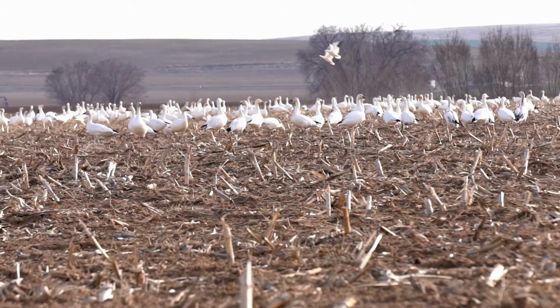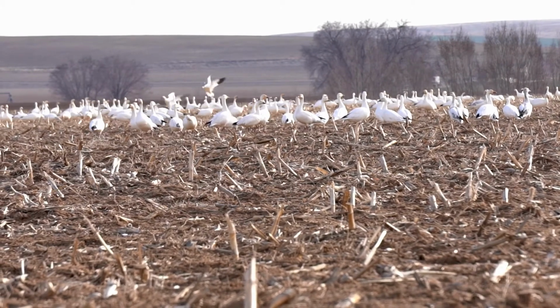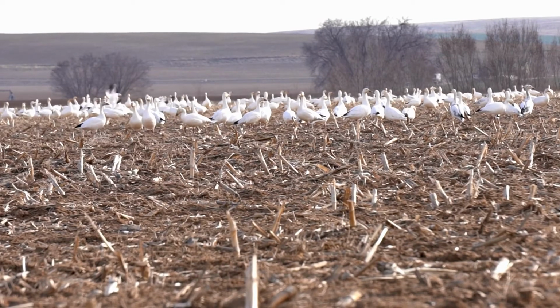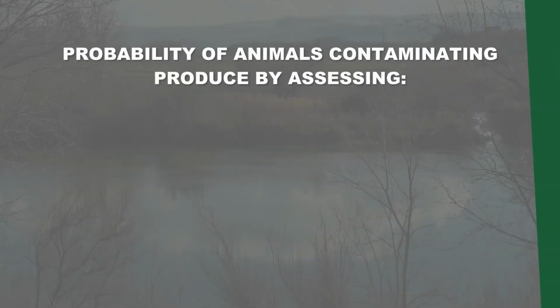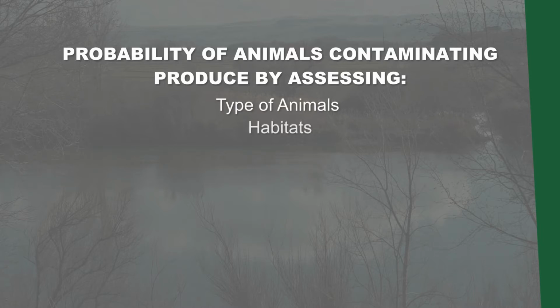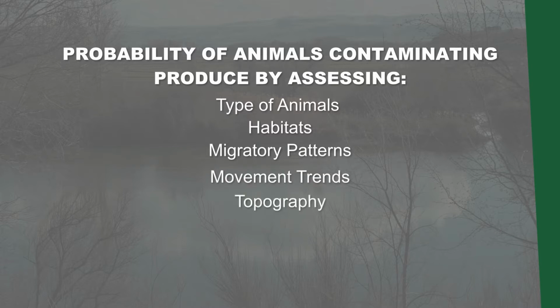Last but not least, consider the seasonal presence of animals and why they may be resting in that particular area, such as part of an animal's seasonal migration pattern. Now, you have evaluated whether there is a reasonable probability of animals contaminating your produce by assessing type of animals, habitats, migratory patterns, movement trends, and/or topography.